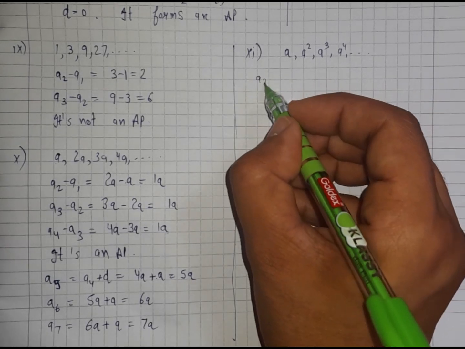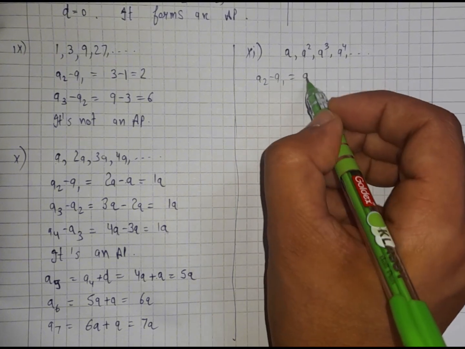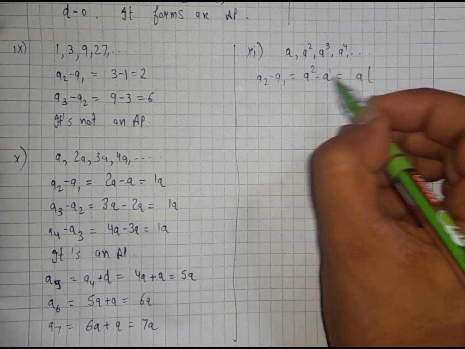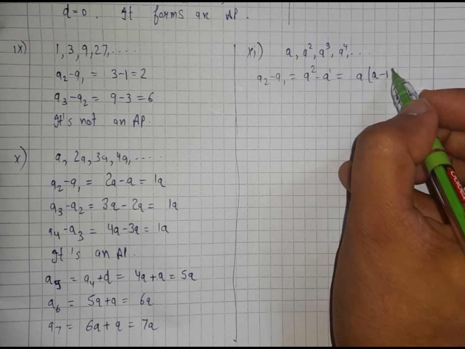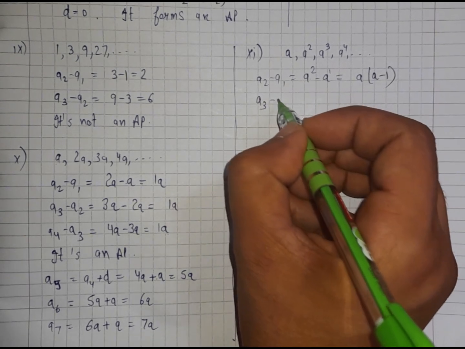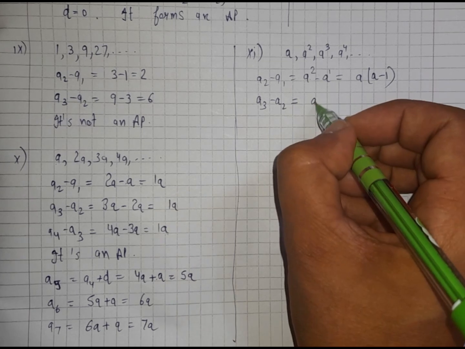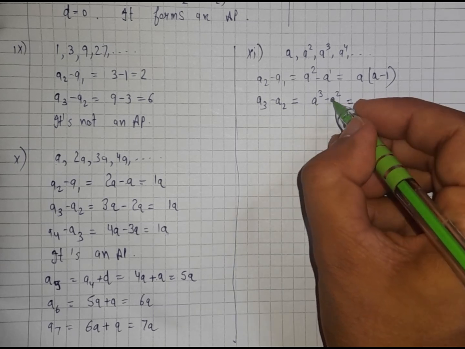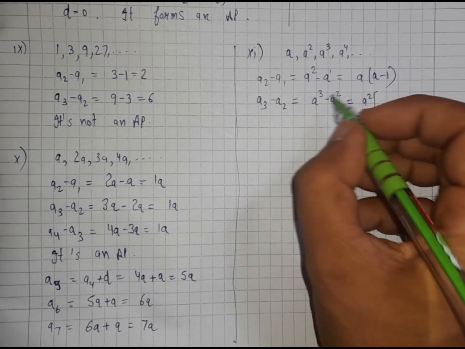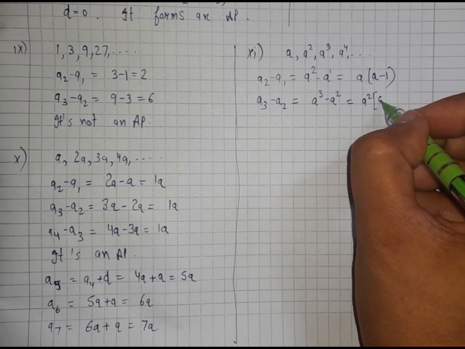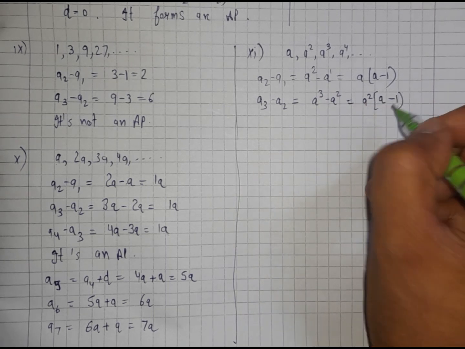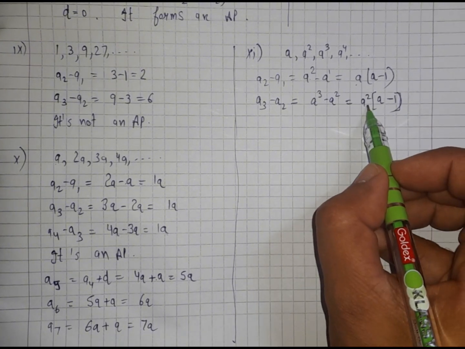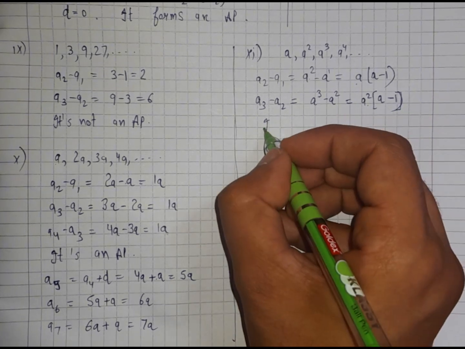In the 11th part, a2 minus a1 is a square minus a. After taking a common, we have a minus 1. Now a3 minus a2 equals a cube minus a square. Here a square is common, so after taking a square out of a cube, we are left with a minus 1. So a2 minus a1 is not equal to a3 minus a2, so it's not an AP.